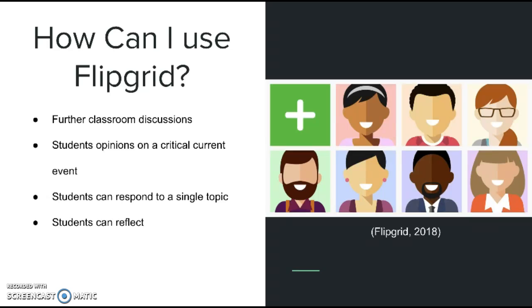You could also have students state their opinions on a critical current event that is going on for social studies. You can use it in a math class to ask students to describe the specific process that they use to solve a very complicated problem. You might also use FlipGrid for students to respond to a single topic, such as stating their opinion or review on a specific book that they just read, on a movie or television show.